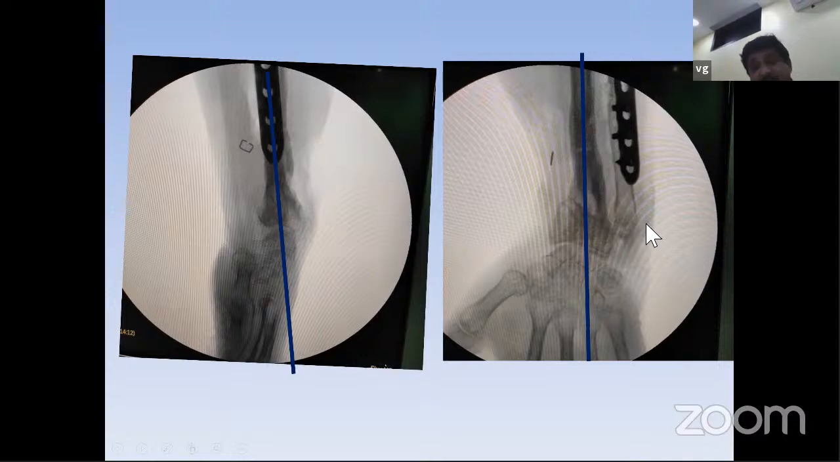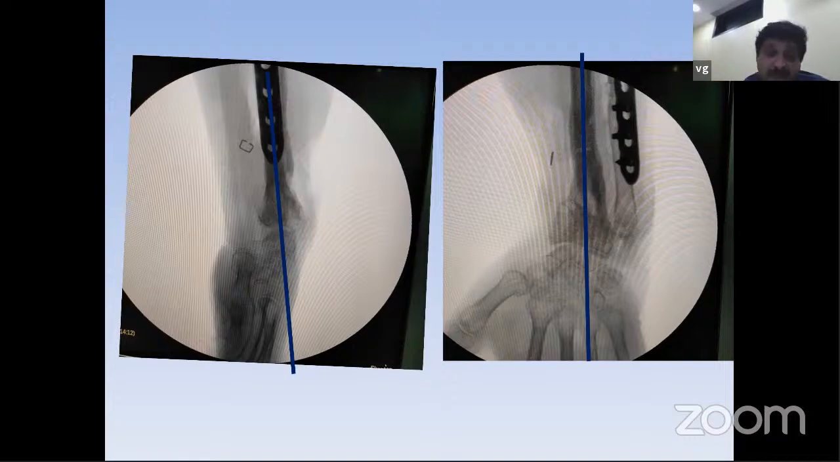It looks much straighter because there is a pull of the ulnocarpal ligament which pulls the wrist ulnarwards. So there was a restriction of ulnar deviation. That was the main cause of the deformity.